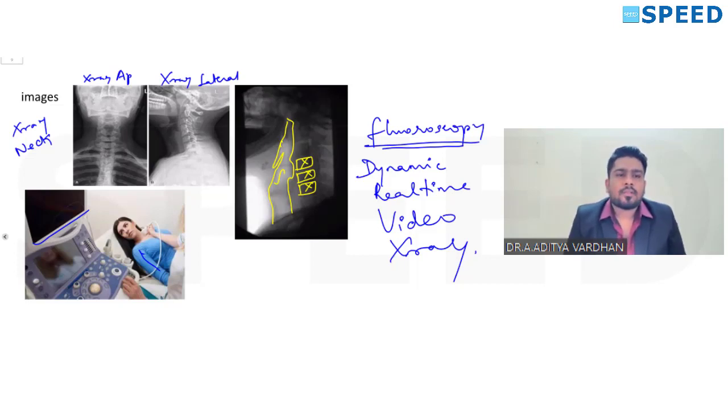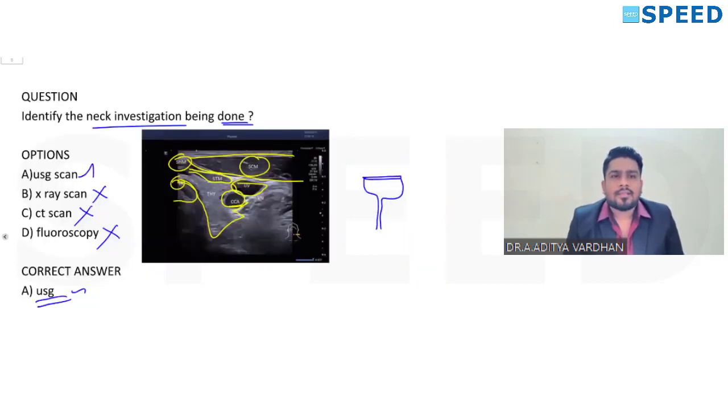Okay, hence if you look at the question part, that's how we come to the answer. This is an ultrasound scan. It's not an X-ray, not a CT, not a fluoroscopy. Okay, now let's get to the next question.